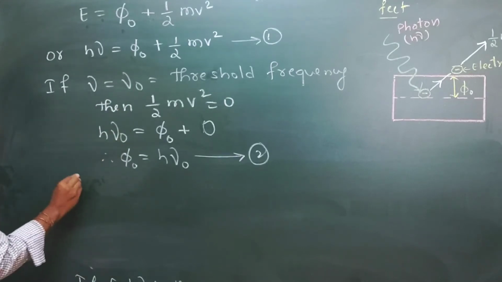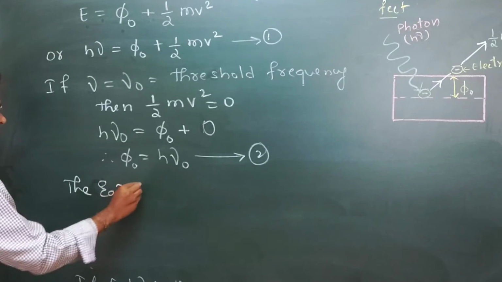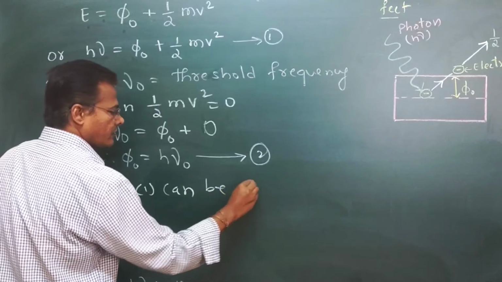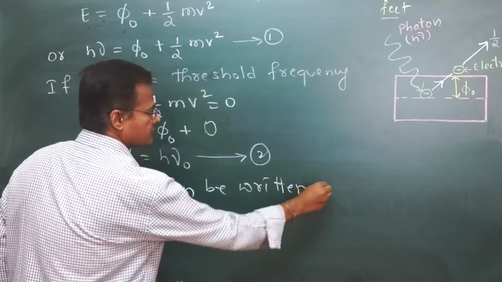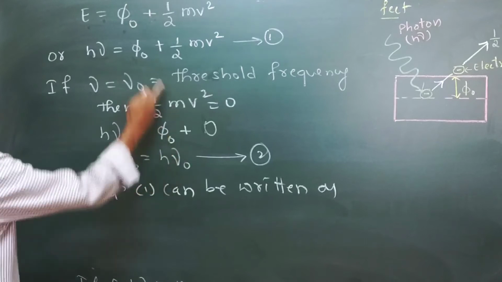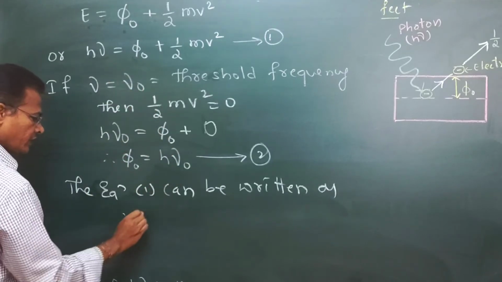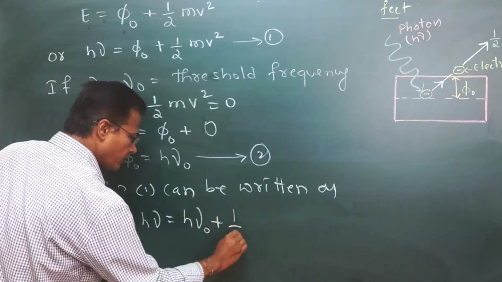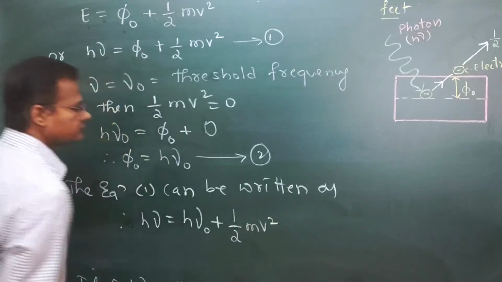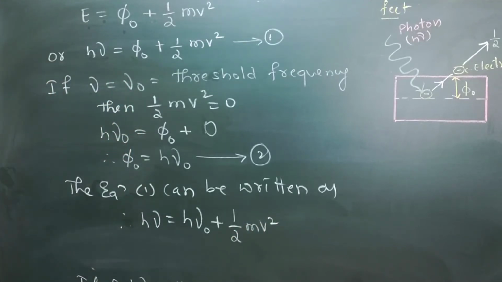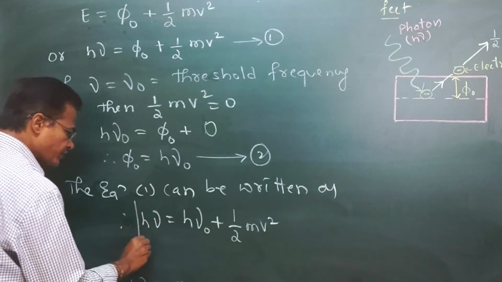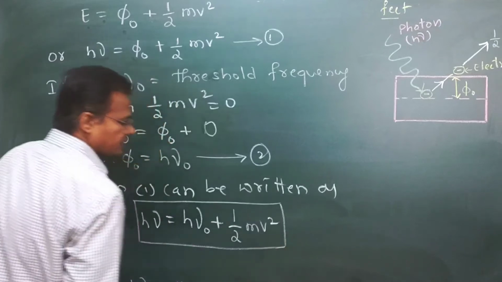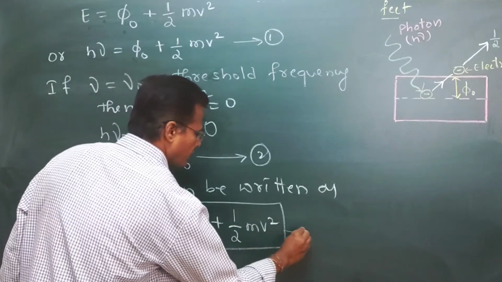Therefore, equation 1 can be written as: h nu equals h nu naught plus half mv square. So that is the ultimate equation, given by Einstein. Einstein has given it. So this is the ultimate equation, and it is very important.